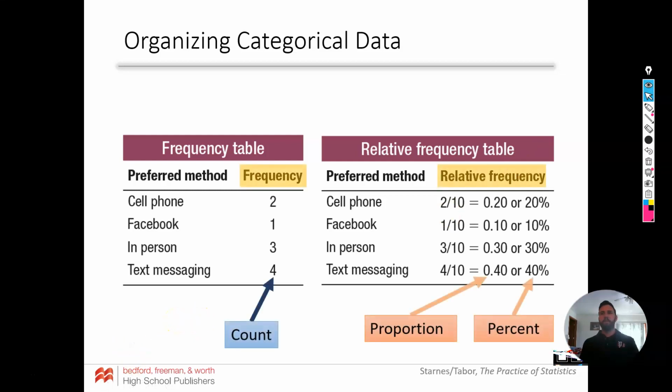Alright, so again, with frequency, you're using a count because you count how many there are. With relative frequency, you're going to use a proportion. Proportions are always between 0 and 1. Or a percent, which is always between 0 and 100%.